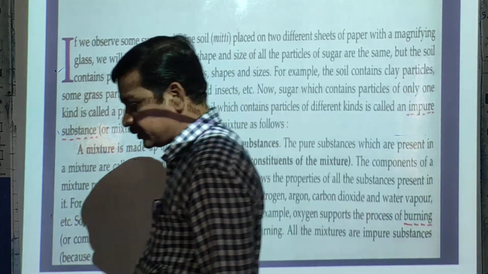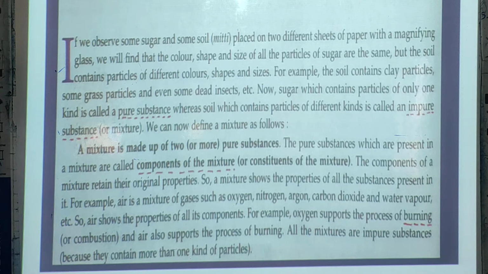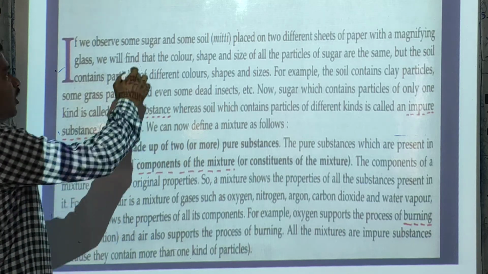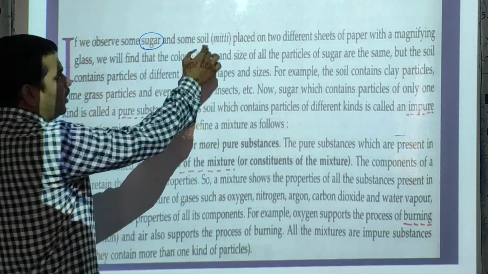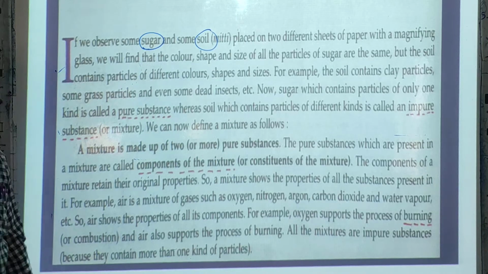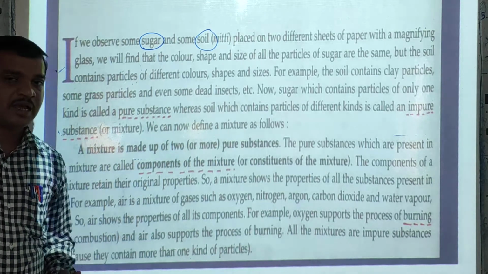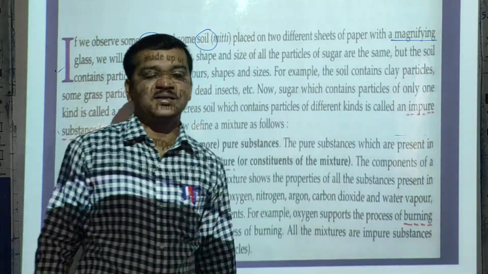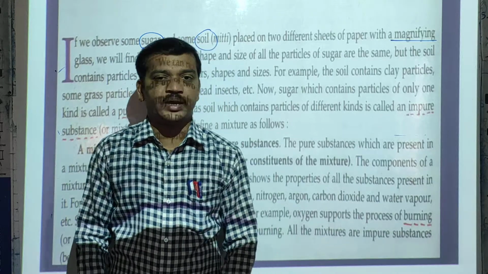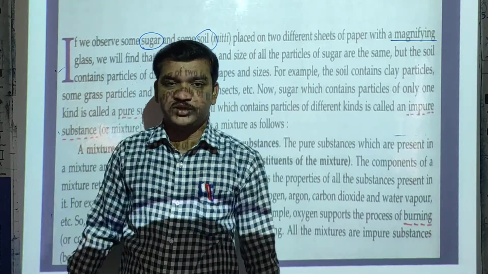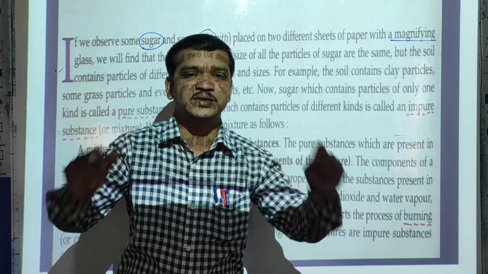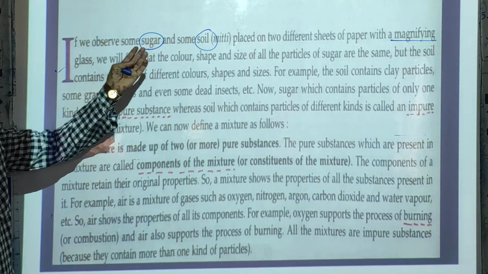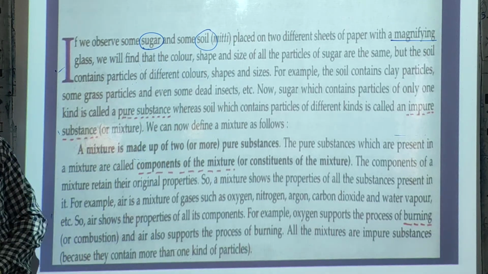Now see here, one example. You can take two samples, the first sample of sugar and the second sample of soil, and place both samples on two different papers and observe them with the help of a magnifying glass. A magnifying glass is a device used to enlarge the view of objects, so we can see a small object in big size.